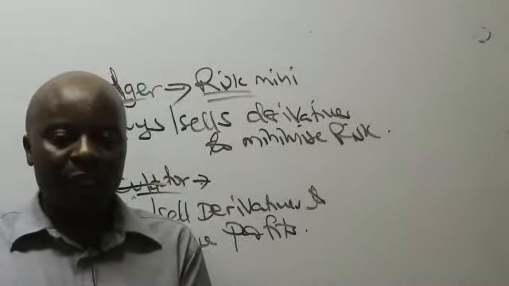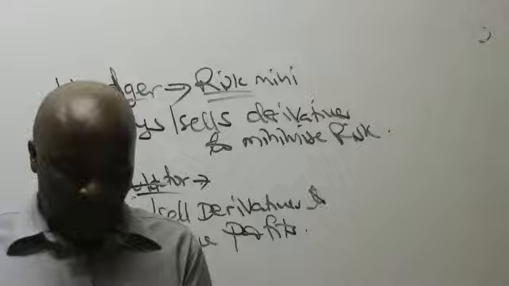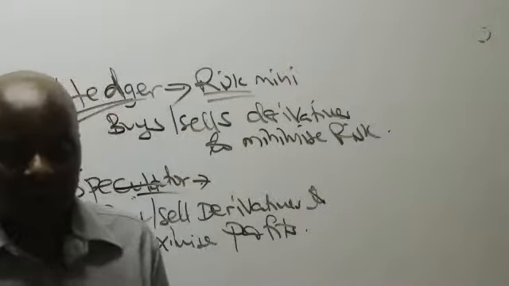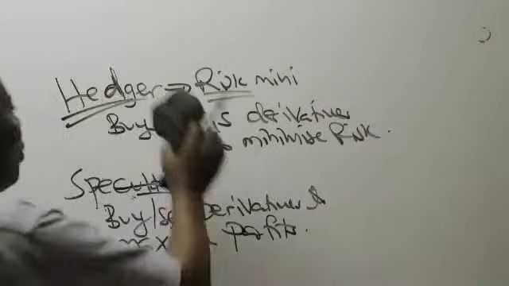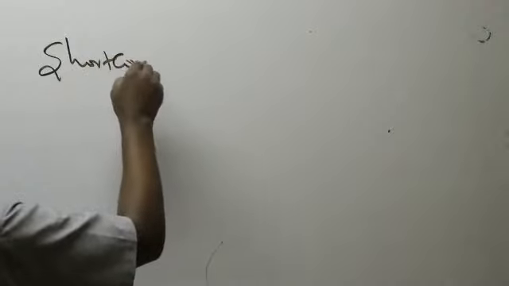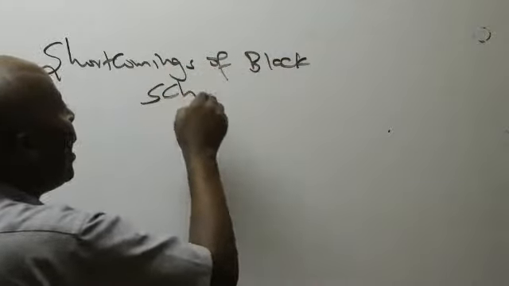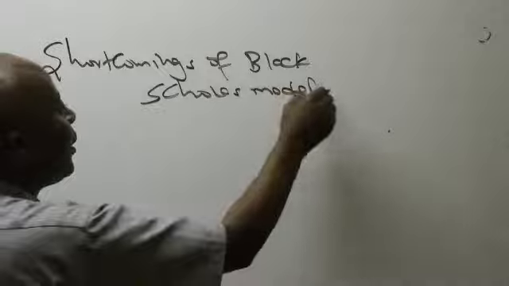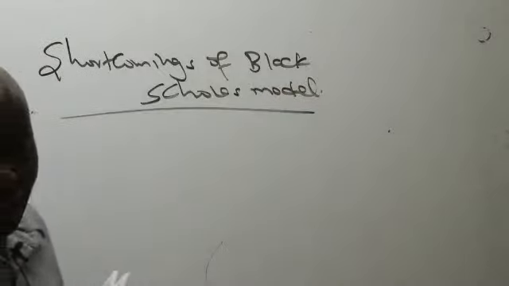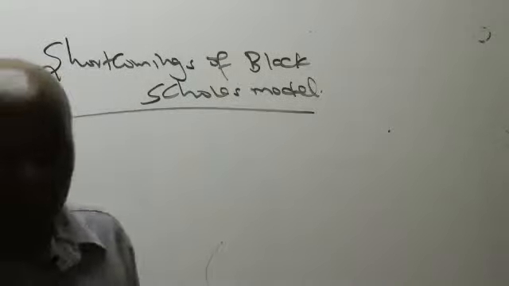It's only one student. Wanauliza shortcomings of the Black-Scholes model. Shortcomings of the Black-Scholes model. Iko mwanafunzi anaweza kumbusha mwalimu haraka hizo shortcomings.